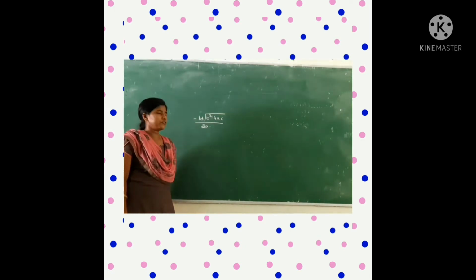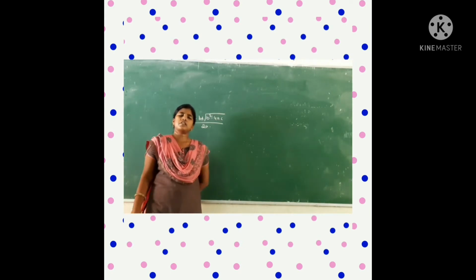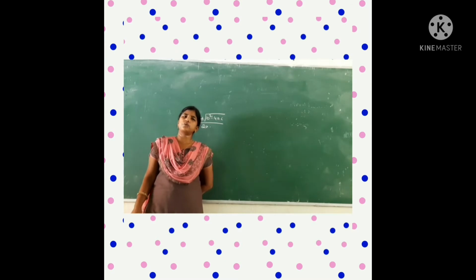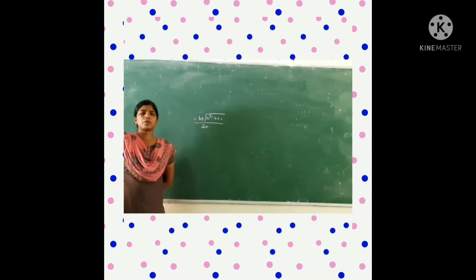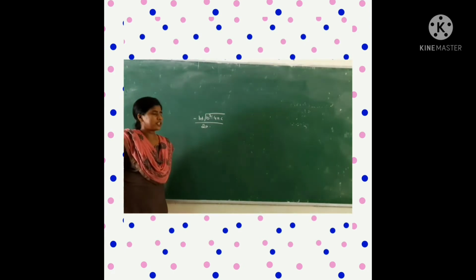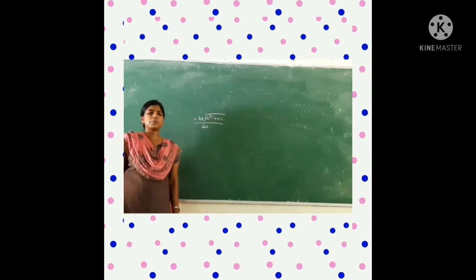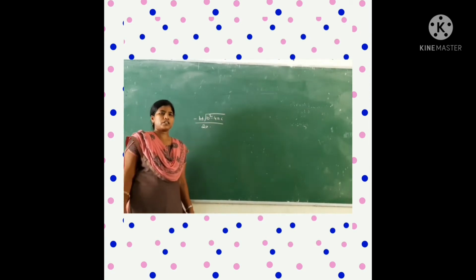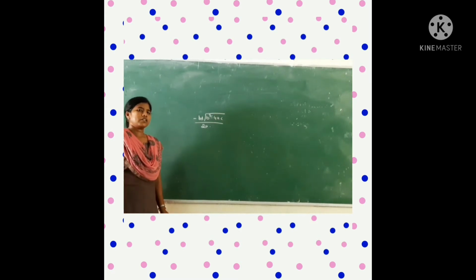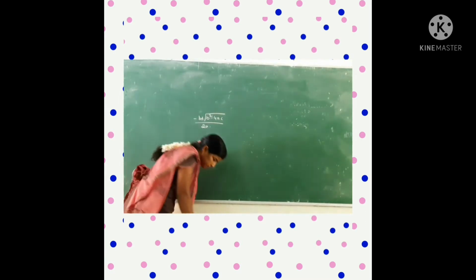Another one we learned is the sum of the roots. Alpha plus beta is equal to minus b by a, and the product of the roots is c by a. Next, we learned the maximum and minimum of quadratic equations, and the common roots of quadratic equations. Now we will solve some problems, Exercise 3.